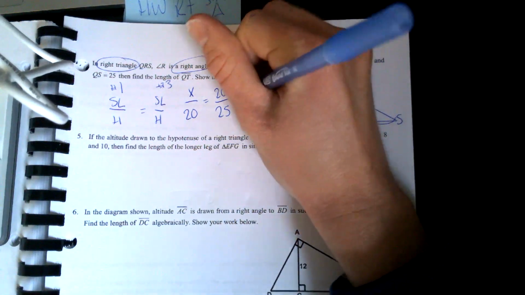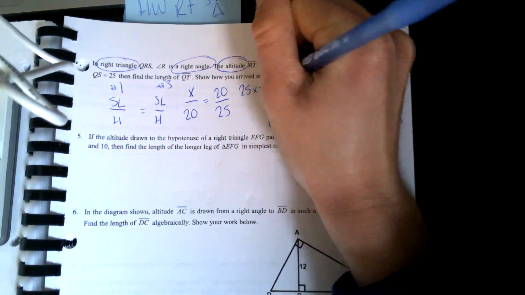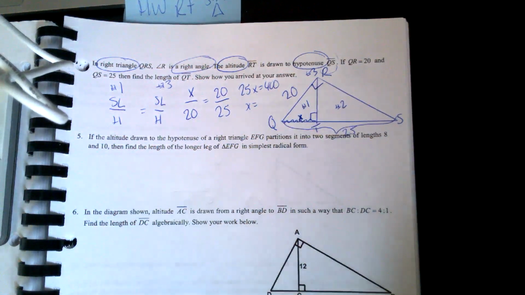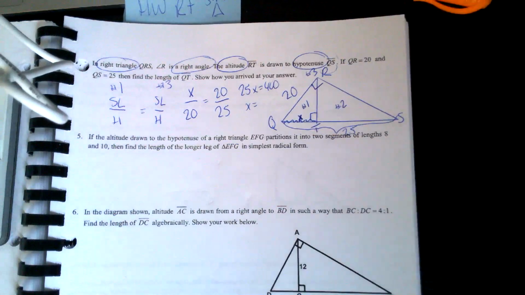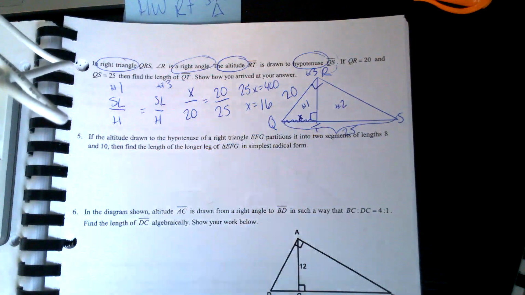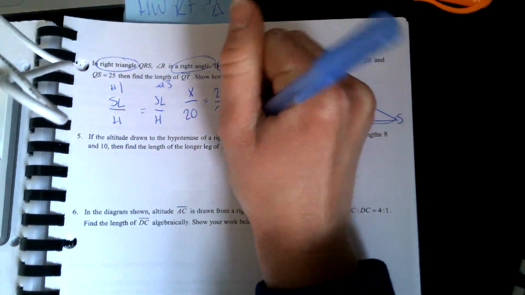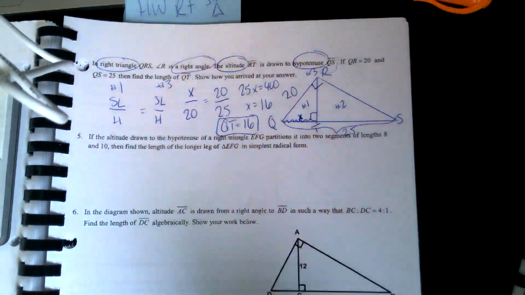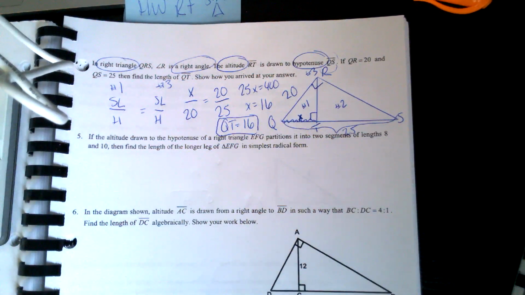So X times 25 is 25X is equal to 400. So now X is equal to 16. So the length of QT is equal to 16. Okay. Now, at any time, if this short leg over hypotenuse, all that proportion does not make sense to you, you are more than welcome to, by all means, draw the 3 triangles separately so you guys can see it better. All right.